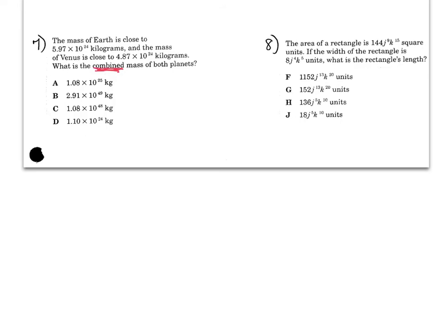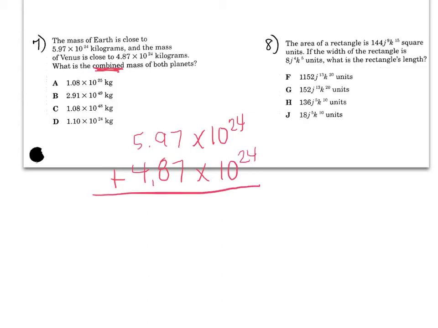So let's write this down. We've got 5.97 times 10 to the 24th plus the 4.87 times 10 to the 24th. And let's add those up. We've got 5.97 plus 4.87, which is 10.84. And then if you have times 10 to the 24th plus times 10 to the 24th, that's going to stay times 10 to the 24th.